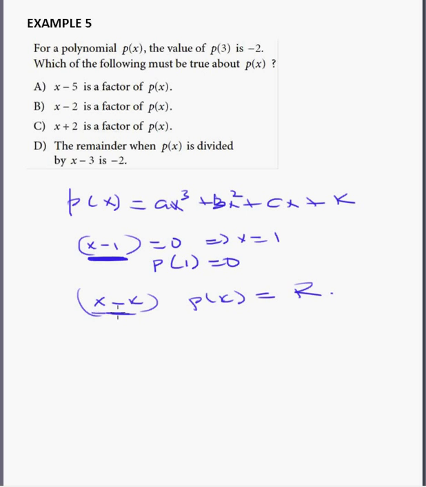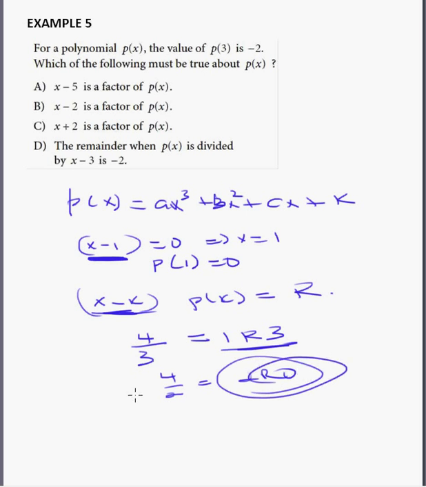If this is not a factor, it's just like when I have 4 divided by 3. I know 3 is not a factor of 4, so I'm always going to get a remainder of 1. But if I divide 4 by 2, guess what? I get 2 remainder 0. So I'll always get a remainder of 0 when 2 is a factor, when the polynomial is a factor.